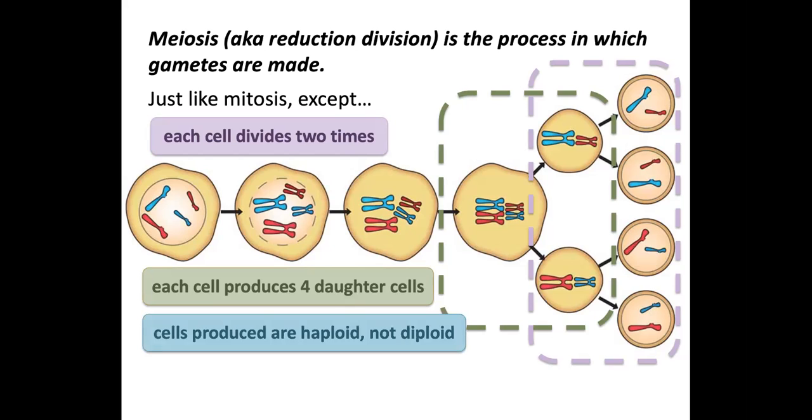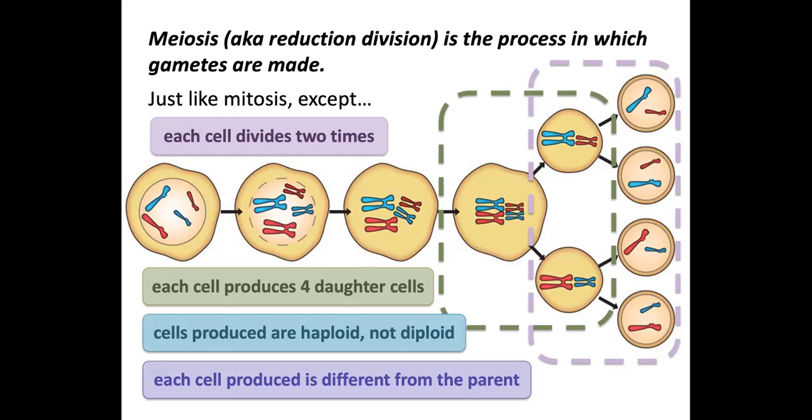Then, we have already gone over this, but the cells produced are haploid instead of diploid, because in mitosis, the cell is identical to the parent. In meiosis, it is different because it gets from the mom and the dad, so therefore, cells are haploid in meiosis and diploid in mitosis. Last, each cell produced is different from the parent. In mitosis, they are identical, and in meiosis, they are different. So we consider them to be unique.